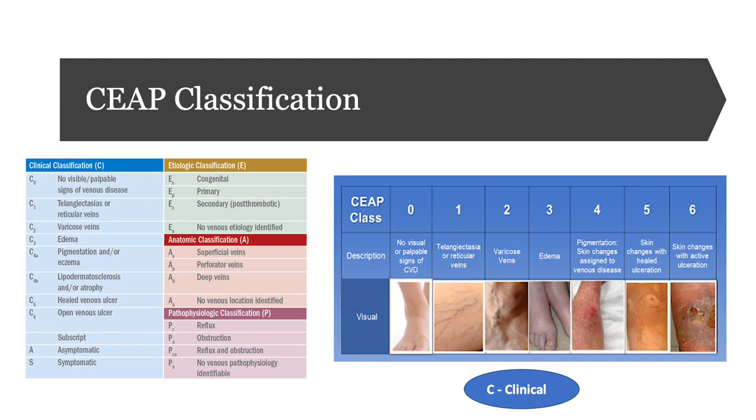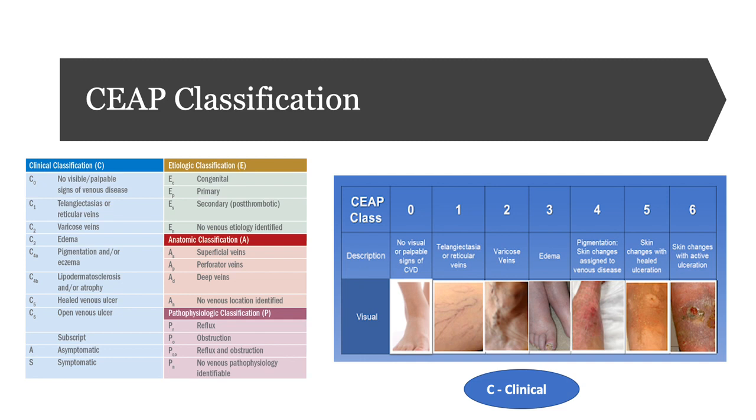Now, what about classification of varicose veins? The universal classification is called CEAP classification: clinical, etiological, anatomical, and pathophysiological classification. I want to focus here only on the clinical classification, okay, which is widely used in the clinical practice.